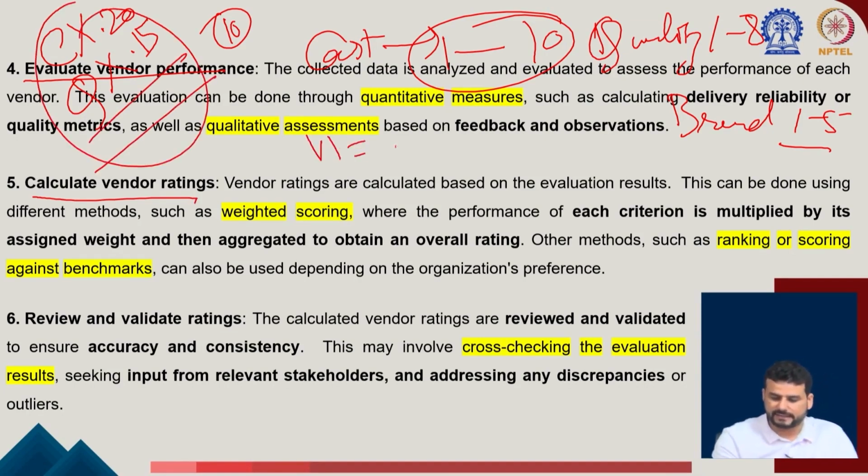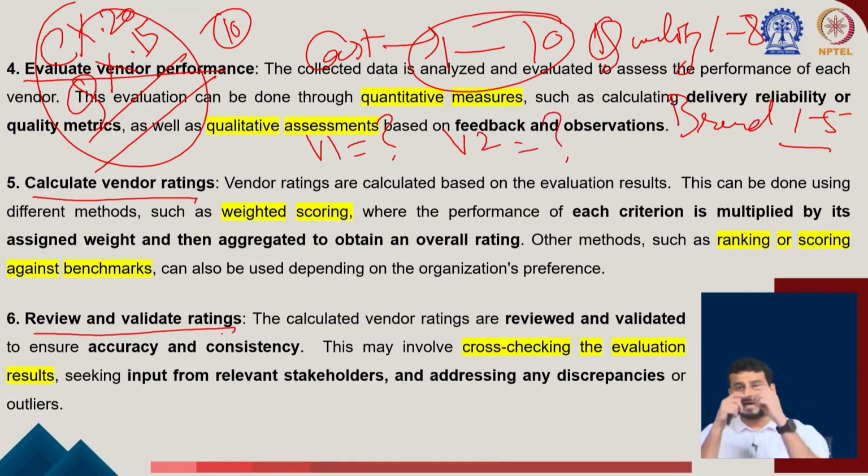For vendor 1, what is the vendor rating? For vendor 2, what is the vendor rating? For vendor 3, like this we will find out. Then we will review and validate, because for every lot you are receiving from that vendor, you are making those evaluations. So keep on checking, evaluating, right?